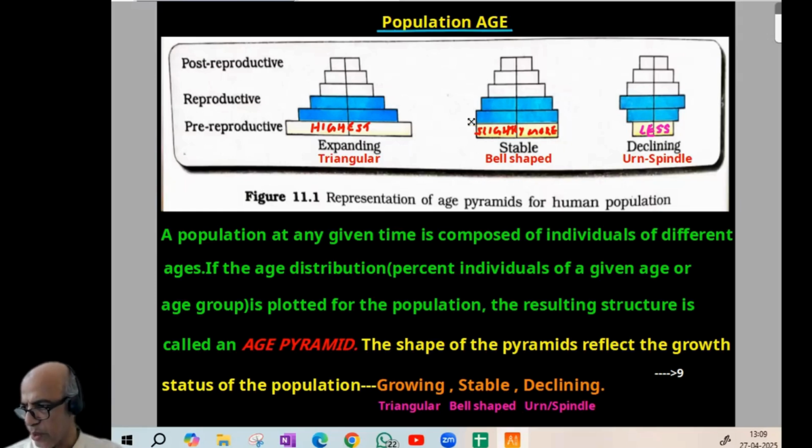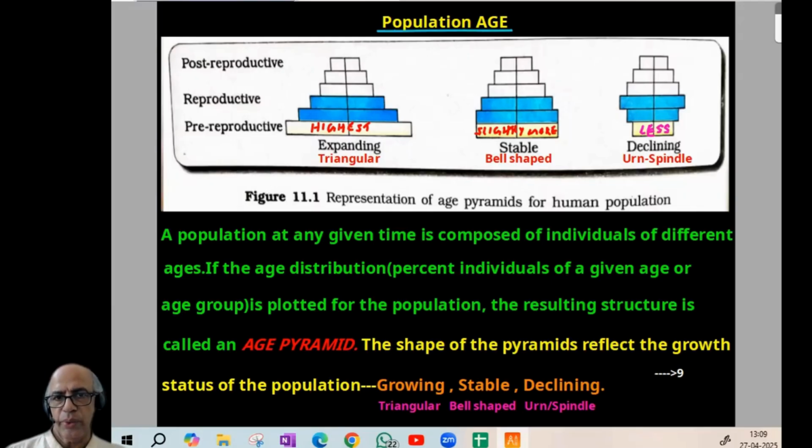Here it is almost similar. So it will be almost stable or slightly more that way, because reproductive and pre-reproductive are almost the same in number. Then here it is declining, because pre-reproductive is least in number, so the next reproductive stage will be less. I think the idea is clear, simple, but important for the exam: population age.